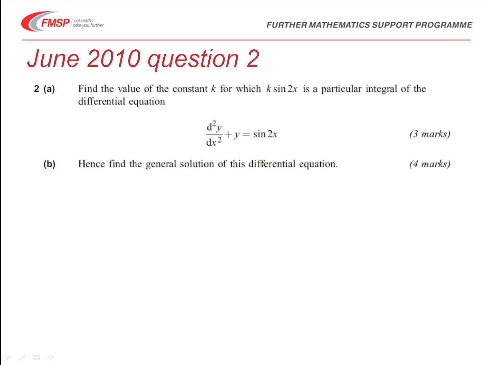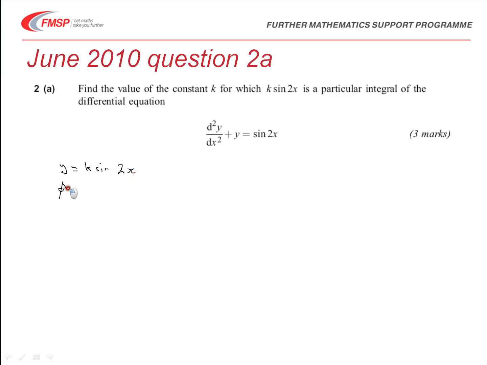And then going on from that, we then have to find the complementary function so that we can obtain the general solution to this differential equation. So in the first part of this question then, we're going to use the particular integral as y equals k sine 2x. So we need to find the second differential to be able to substitute it into this differential equation.